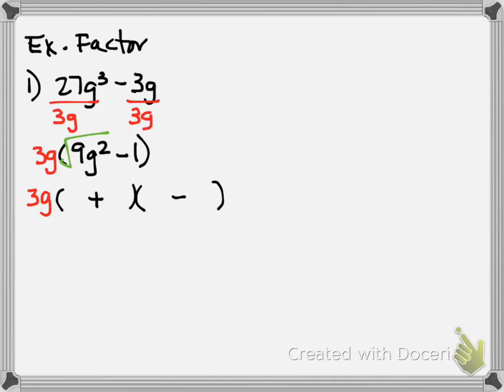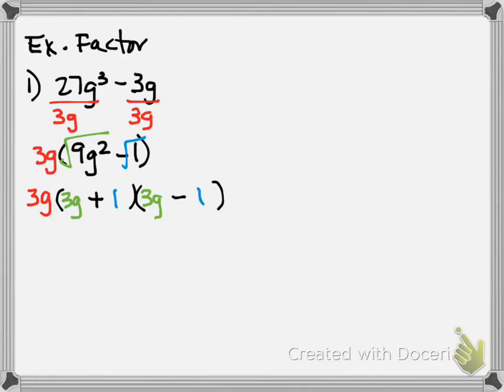What's the square root of 9G squared? 3G. That goes in the front because 9G squared was in front. What is the square root of 1? 1. That goes in the back, and I'm done. Okay? Now, I'm going to throw a couple of ugly ones at you and make sure that we get this down.